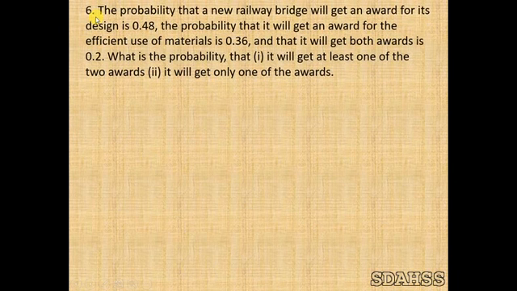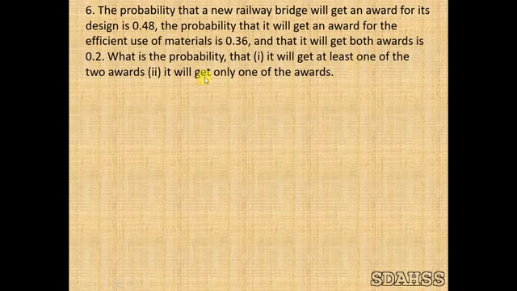0.0016. Sixth sum. The probability that a new railway bridge will get an award for its design is 0.48. The probability that it will get an award for the efficient use of materials is 0.36. And that it will get both awards is 0.2. What is the probability that it will get at least one of the two awards?